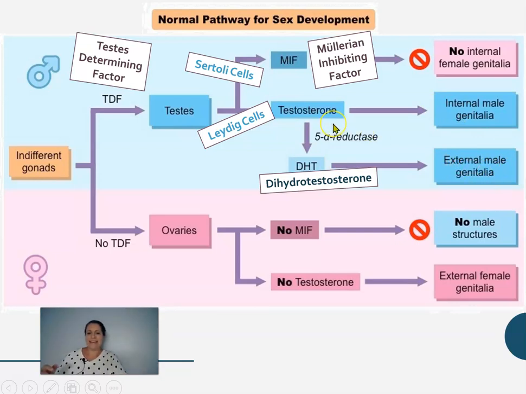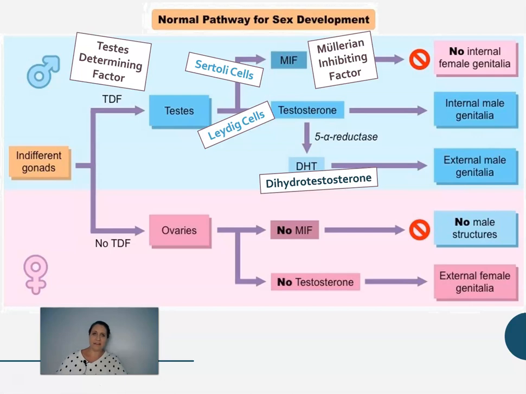So yes, technically, I guess you could say testosterone causes male genitalia to develop, but really it's DHT, which is a product or a related androgen hormone that is converted from testosterone. So the Leydig cells make the testosterone. Some of that testosterone gets converted into DHT. And this is how a male fetus develops.